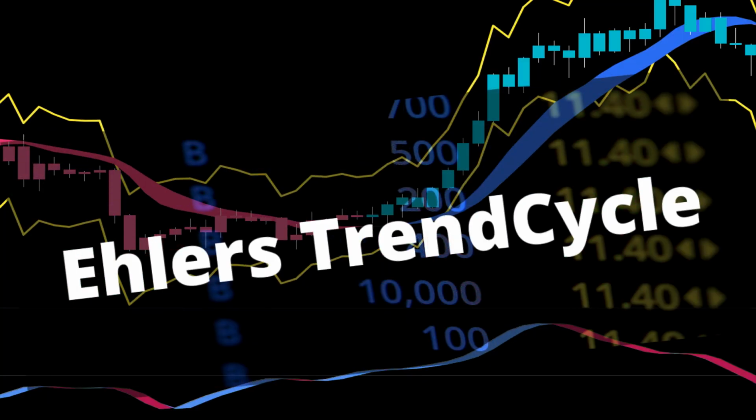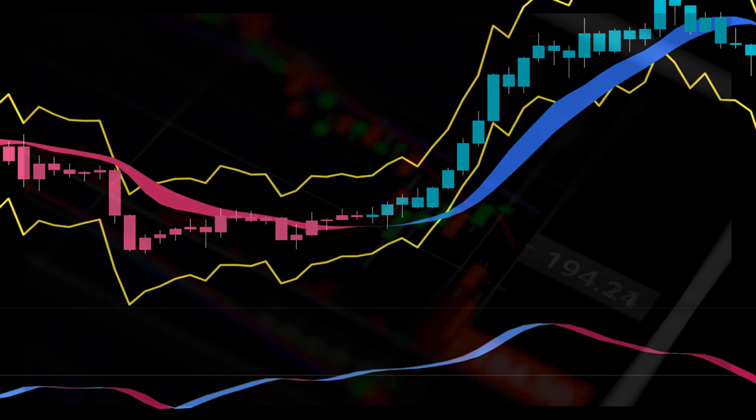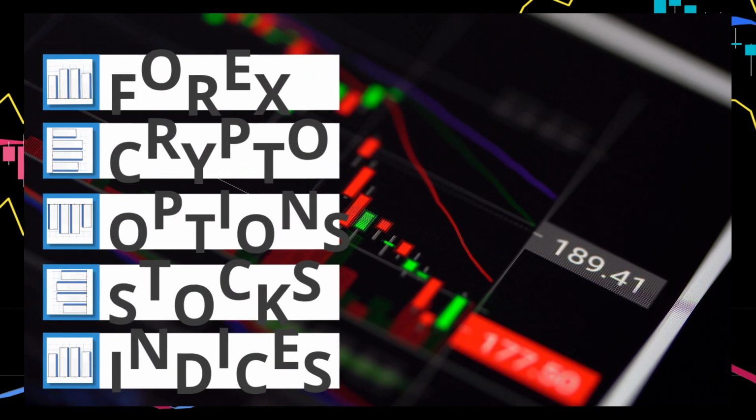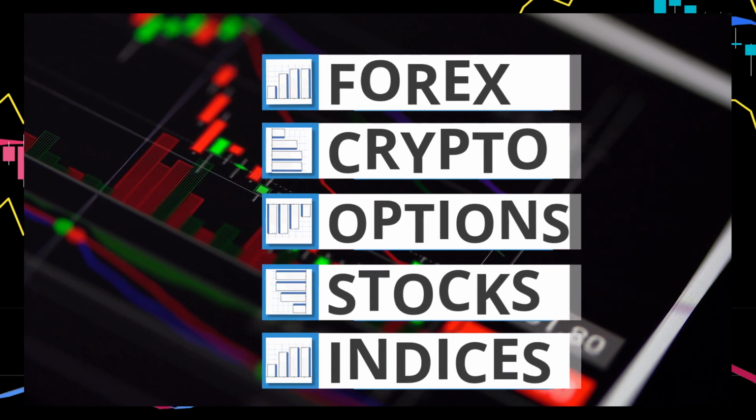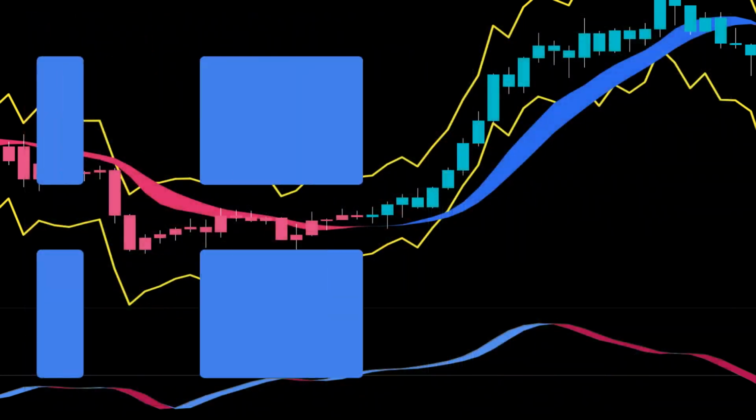I call this system Ehlers Trend Cycle, and like most trading systems, it can be applied to Forex, crypto, options, stocks, indices, or any instrument that has significant volume and market participants.